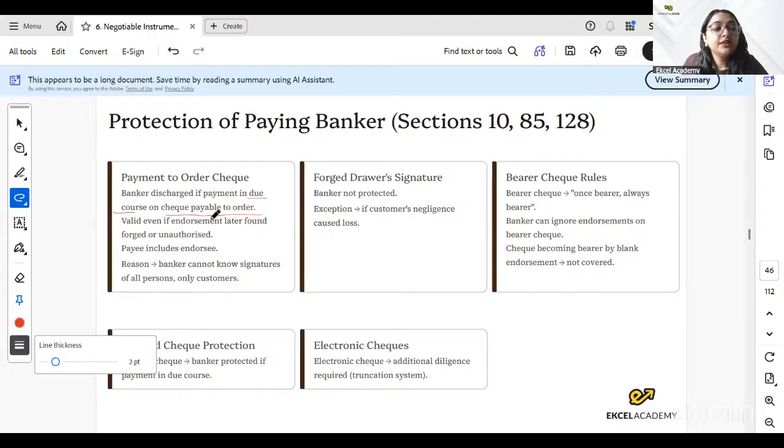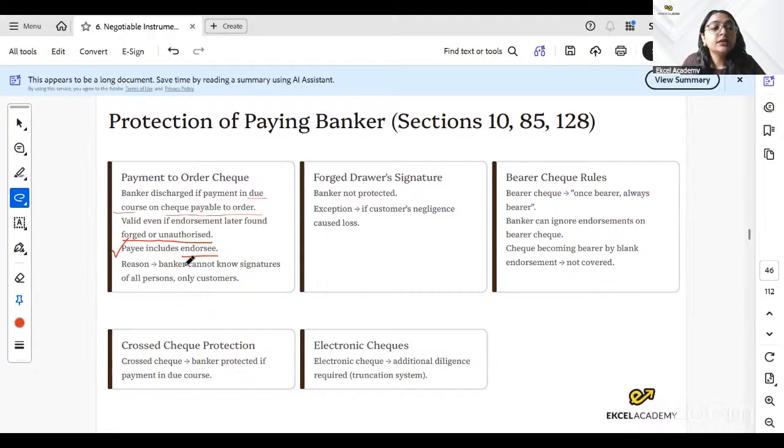It is valid even if the endorsement is later found to be forged or unauthorized. That is, if your banker has taken all the measures to make sure that your check is entirely valid, then that is said to be a payment in due course. Your payee also includes your endorsee. What does this mean? Let's say, for example, A has issued a check to B upon his HDFC bank. A is the drawer, HDFC bank is the payer, and B is the payee. Let's say B endorsed it to C. So B becomes the endorser, C becomes the endorsee, and C also becomes the payee. So that is what this line means when we say that payee includes your endorsee.